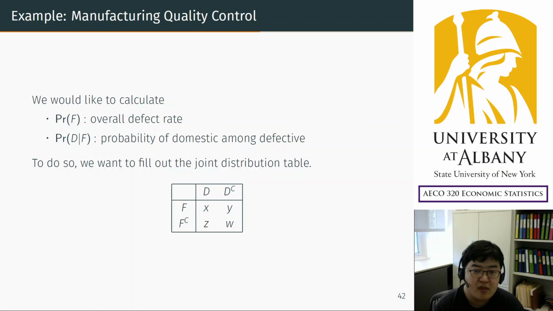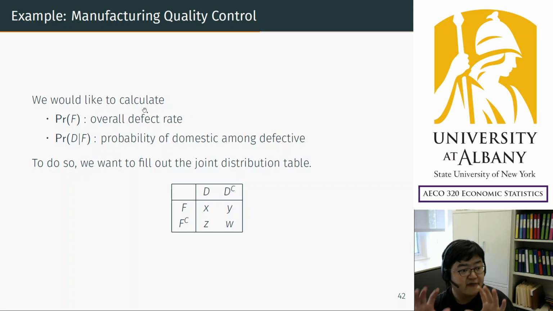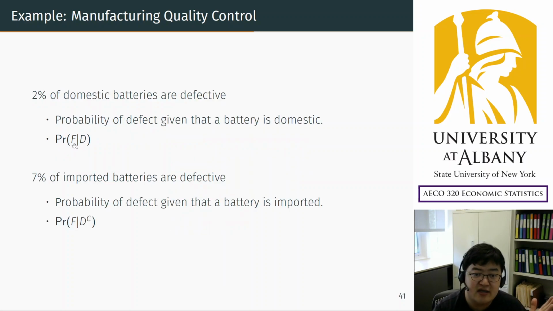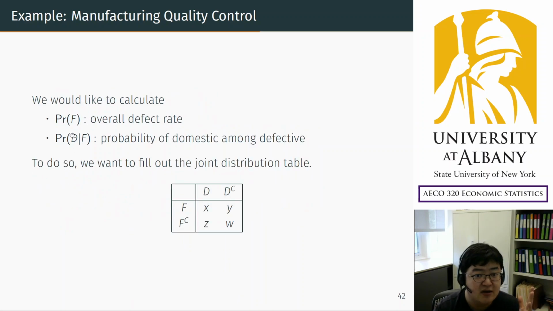As you can see, our information is given in terms of conditional probabilities. But from the conditional probabilities, you would like to calculate an unconditional probability. That's one thing. And the conditional probability we have takes this form, F given D. But what you want here is the other conditional probability, D given F. How can you switch the roles of event and condition?